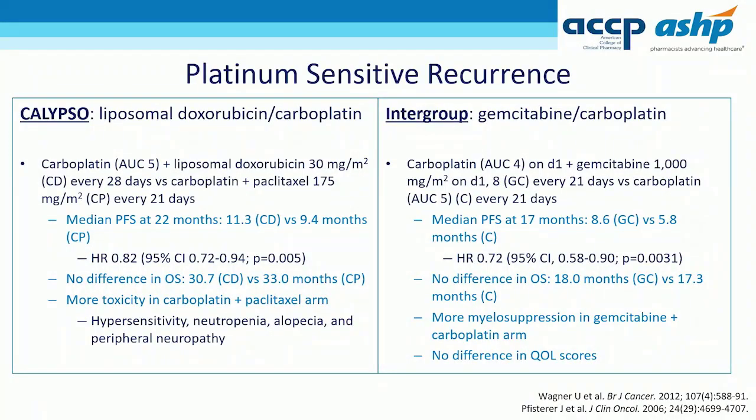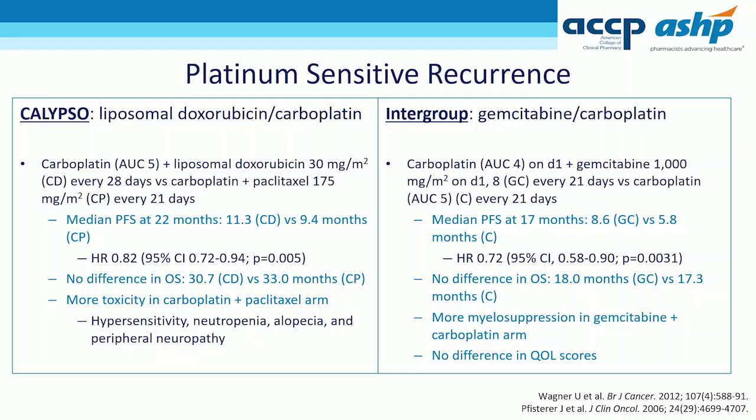Additionally, we have the Calypso trial, which is carboplatin and liposomal doxorubicin. So for this, it's carboplatin and liposomal doxorubicin compared to carboplatin and paclitaxel. And what we see is an improvement in progression-free survival, but no difference in overall survival. With this regimen, you do see more toxicities in the carboplatin and paclitaxel arm compared to the carboplatin and liposomal doxorubicin.